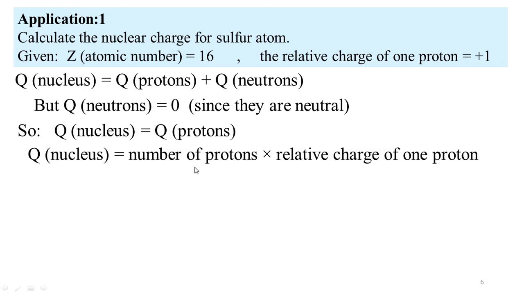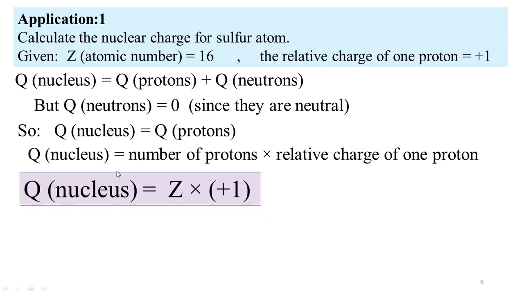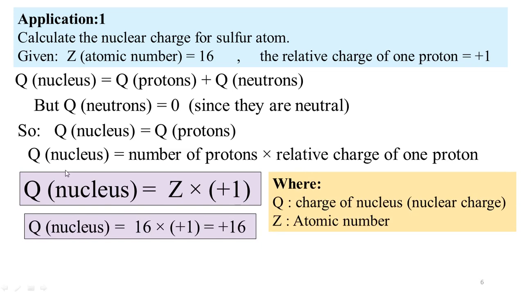and we can say that it's equal to the number of protons times the elementary charge of one proton. So the charge of a nucleus is equal to the number of protons, capital letter Z, times the relative charge of one proton, which is equal to +1. So directly we can say that the charge of a nucleus equals 16 times +1, so it's equal to +16. So here in this formula, capital letter Q represents the charge of a nucleus or the nuclear charge, while capital letter Z is always the atomic number.